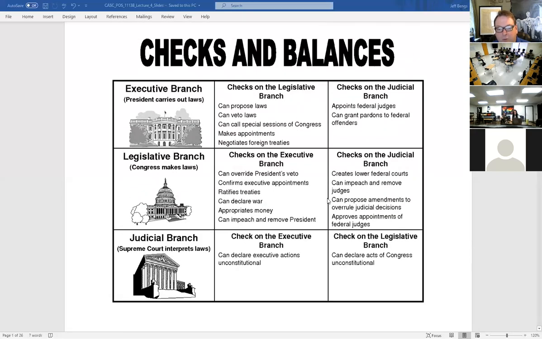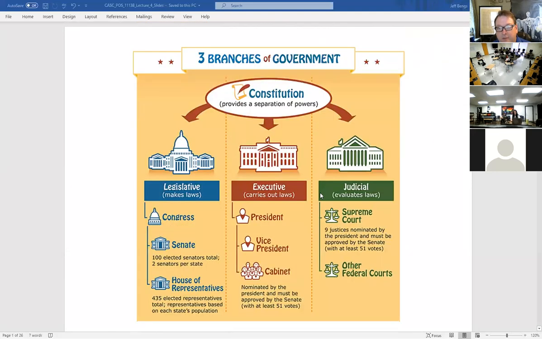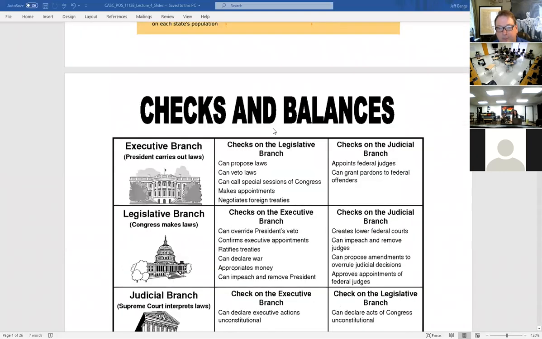All right, so know that the Great Compromise was one of the major issues at the Constitutional Convention, and out of it came our 3 branches of government, which would separate powers and keep checks and balances on each other. Any question on that?